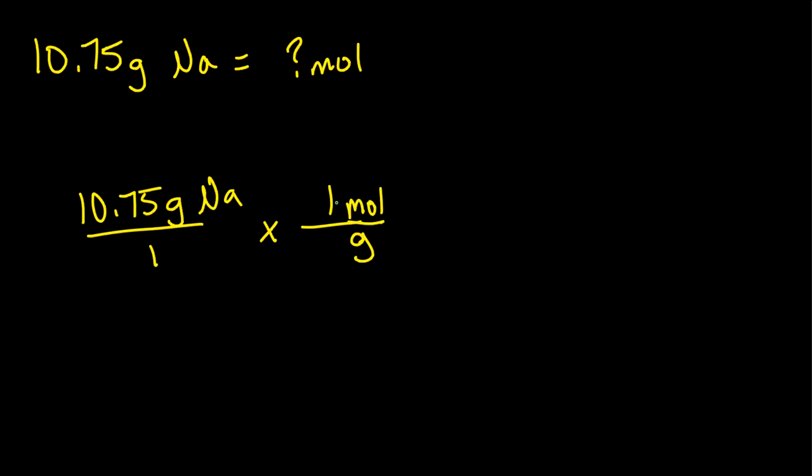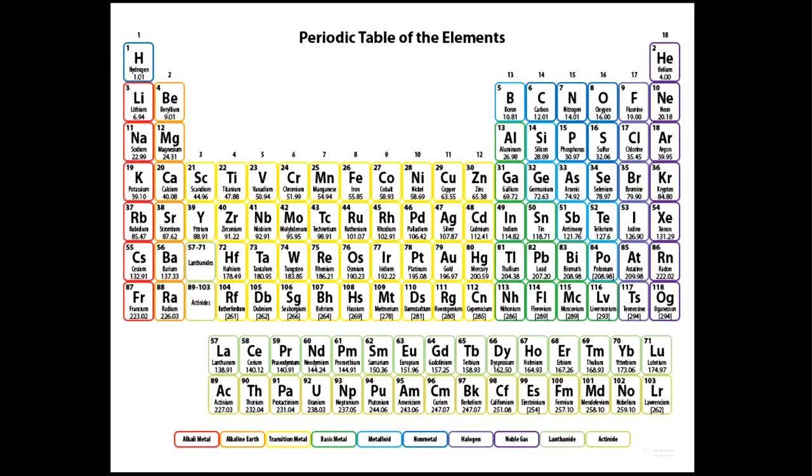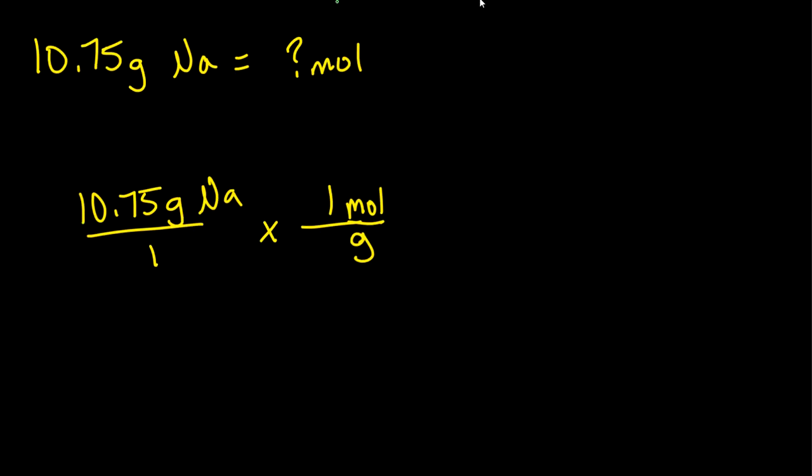So 1 mole of sodium is what? Let's find it on our periodic table. Sodium is 22.99 grams per mole. So we put 22.99 grams, and then we just kick out the math. 10.75 divided by 1 times 1 divided by 22.99, and that gives us 0.47 moles of sodium. Remember, these grams canceled out, leaves us with moles, and there's our answer.